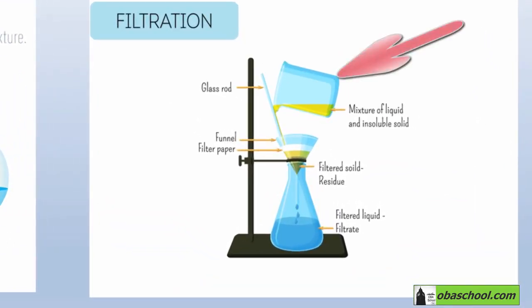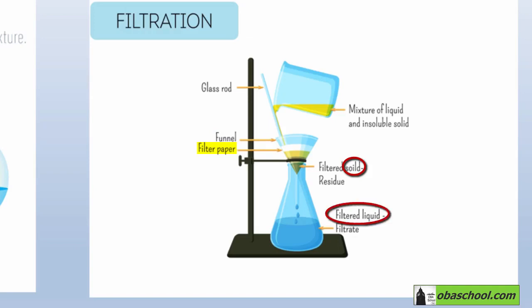In this beaker, you will have the mixture, which is the liquid or the solvent, and the insoluble solid. So you will pour them into a funnel, and in the funnel you will place the filter paper. So the solid will remain in the filter paper while the solvent will be collected in this flask, and it is filtered now.